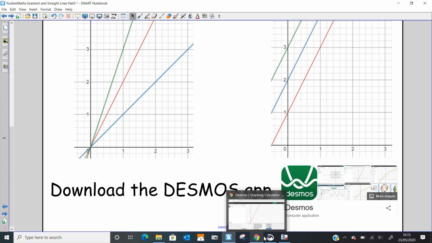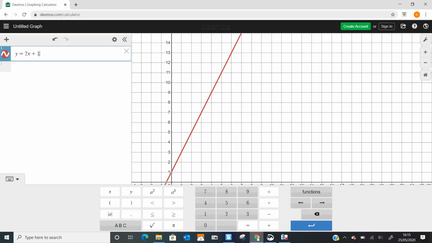Right, I've already got it installed, so I'll go to Desmos just now. The first thing I've got here is a keypad down the bottom, and an area where I can plot some graphs, some straight lines. These are the lines that are going to appear up in the top left-hand side.